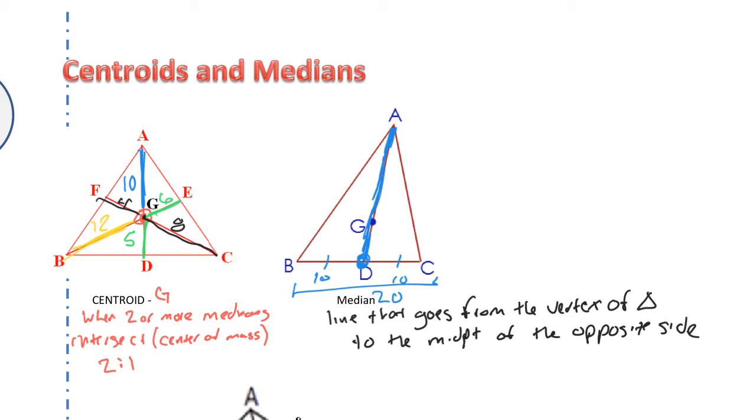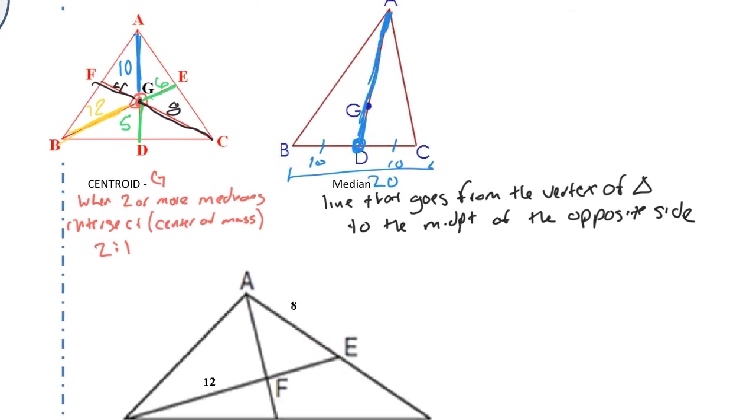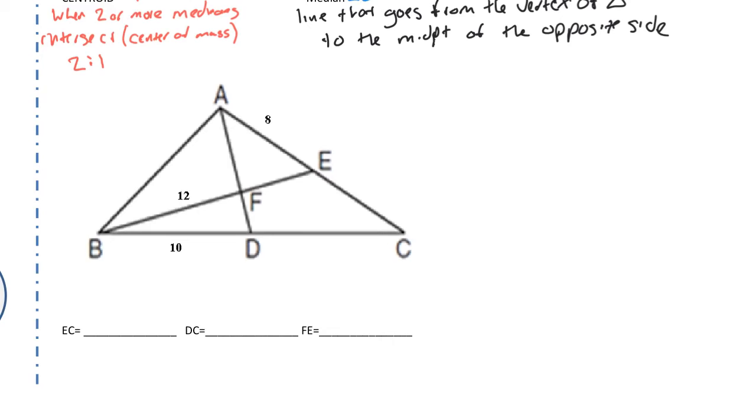So let's see how we could fill in some of the diagram below. I didn't write out the whole question, but let's assume AD is a median and BF or BE is a median. That means F is my centroid. So BE hits the midpoint of the other side. That means this side's equal to this side, so EC is 8. All right, and same thing down here. AD, D is the midpoint of this side. So this is 10, this is 10. DC is 10.